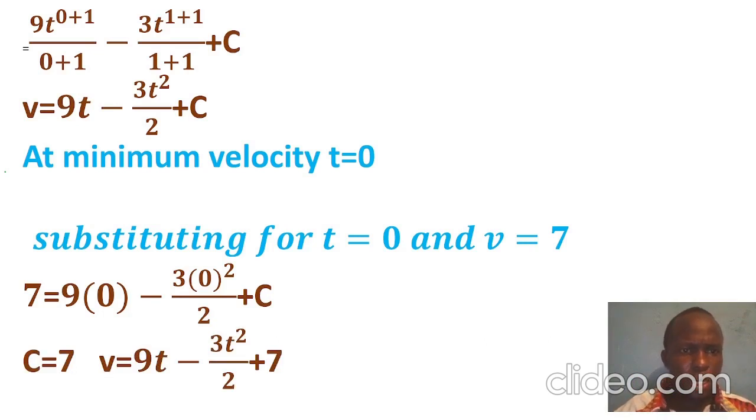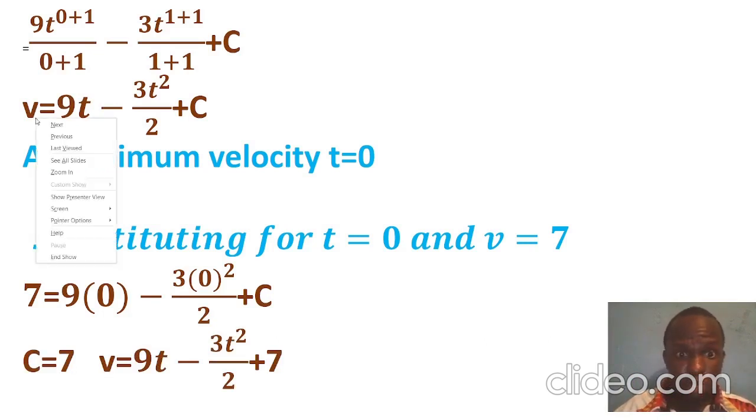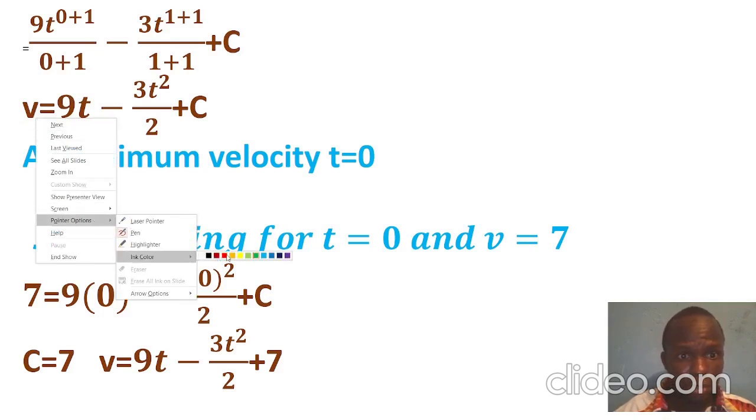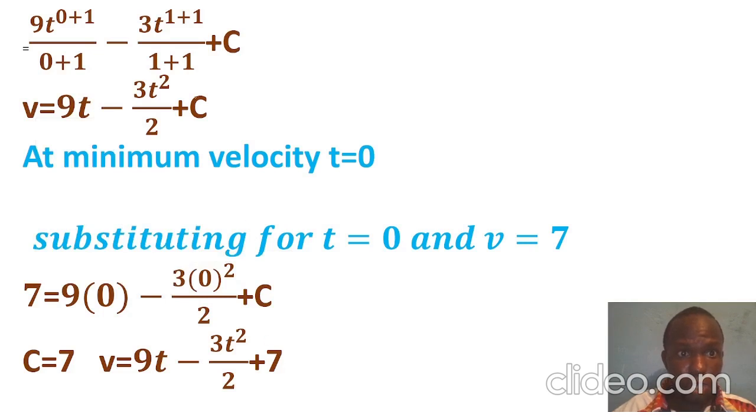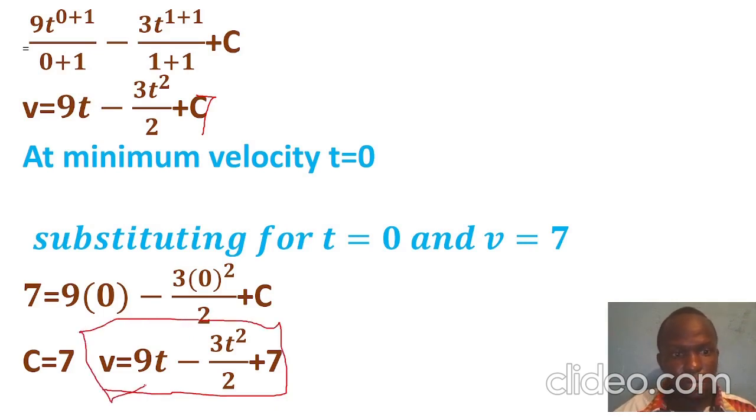And now we can comfortably replace the value of c with the 7, and the equation is complete. The expression is complete, and that is the expression for velocity. Velocity is equal to 9t minus 3t squared over 2 plus 7. Let us go to the next part of this problem.